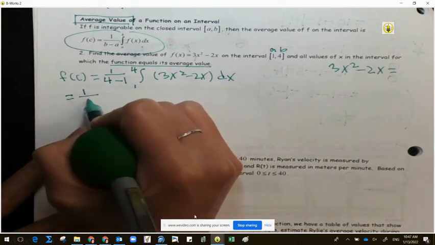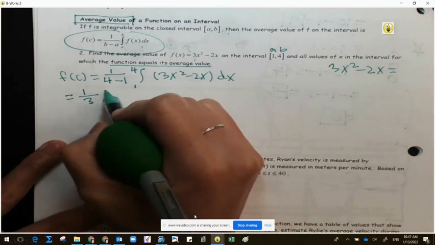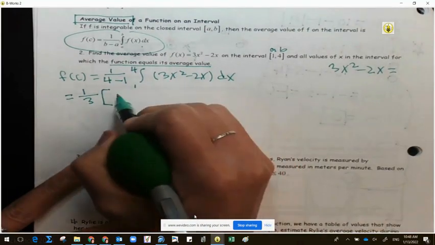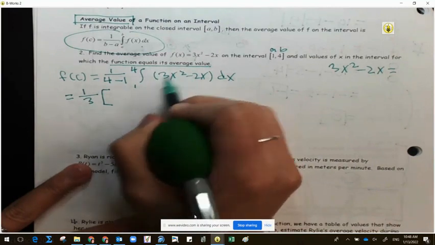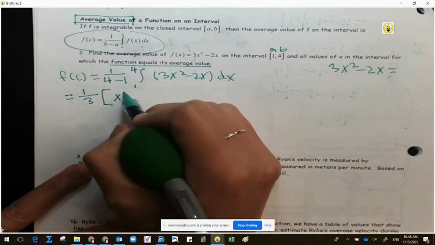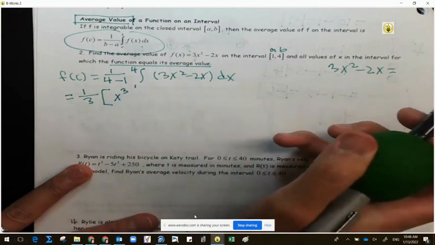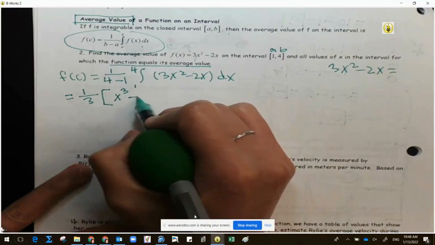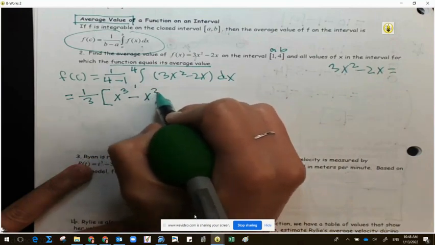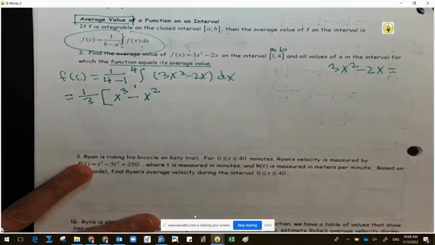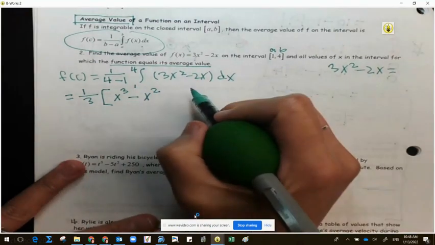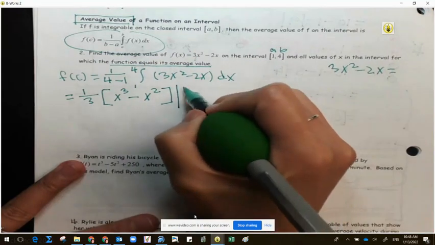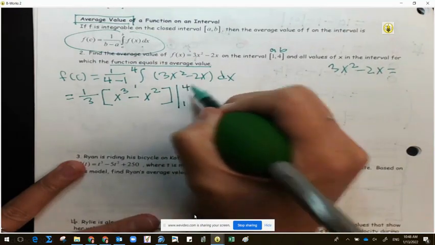Isn't 1 over 4 minus 1 one third? Yes. So I'm going to put a bracket because we're dividing by 3 at the very end. Let's integrate. If I integrate 3x squared, we get x cubed because 3 over 3 eliminates. If we integrate negative 2x, we get minus x squared because 2 over 2 eliminates. And then do I need plus c? Nope. And then I'm going to go ahead and find this number from 1 to 4.